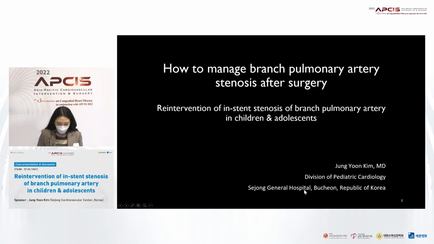I will introduce 4 cases about how to manage branch pulmonary artery stenosis after surgery. Please let me know if you have any question or comments at any time, even during the presentation.